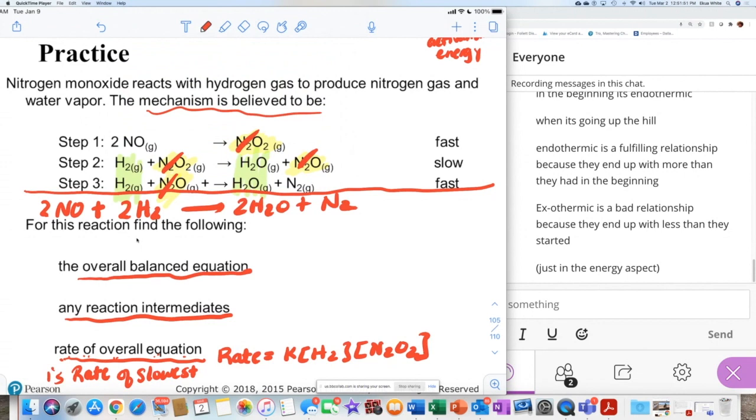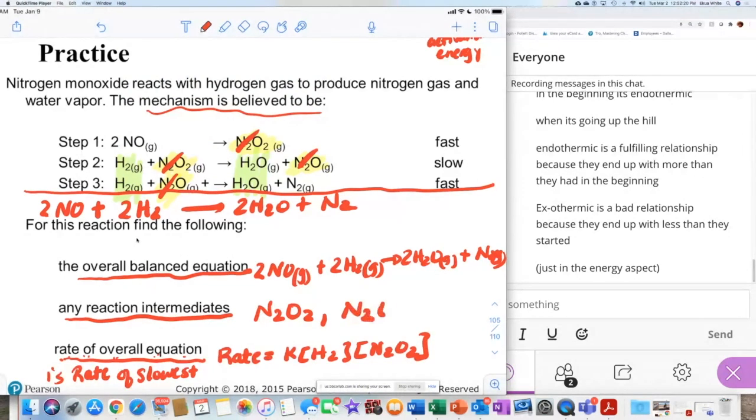Okay. Oh, so I have to write the overall balanced equation. I'll write on the side here. Can I write on the side? 2NO. Space is such an issue. 2H2. I think I might make it. 2H2O. Yep, looking good. And N2. Barely made it. Okay, that's my overall equation. What intermediates did I cancel out? I canceled out N2O2 and I canceled out N2O. Yay. I normally have to write this on a whole different page because I don't have room.